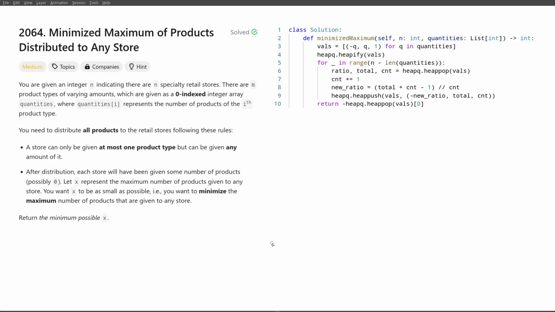Hello everyone. Today we'll talk about a solution to the problem minimized maximum of products distributed to any store. This is a kind of problem that I tend to visualize as a sort of staircase problem, in that we have a staircase that has some steps, maybe some steps are of the same height, and we have that staircase of course be non-increasing because we want to have it as a staircase. And our role is to make this top floor as low as possible. So the biggest step on our staircase to be as small as possible.